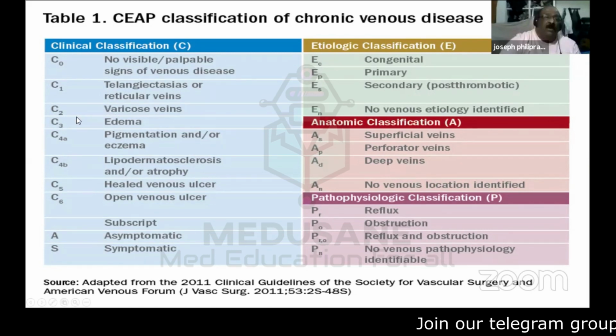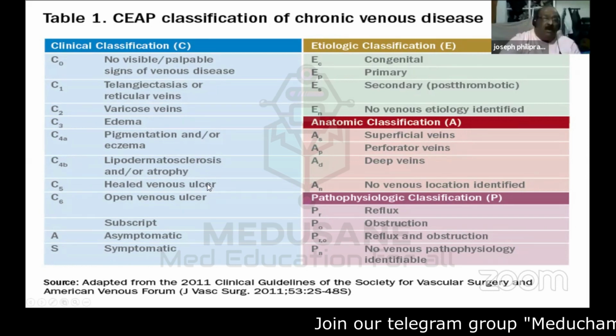And because of this complication, C3, if the limb is edematous because of the varicose vein, then it is known as C3. C4 is divided into A and B. C4A is pigmentation or eczema. C4B is lipodermatosclerosis, which is a specific entity and it causes atrophy of the skin. Then C5 is healed venous ulcer.